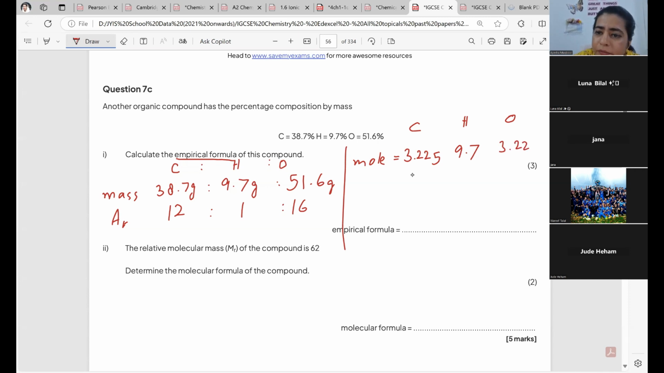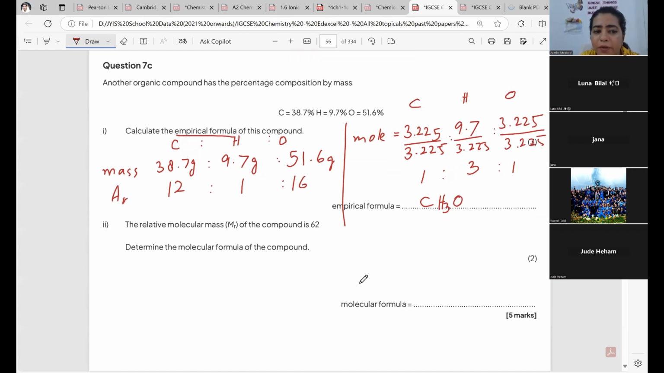Then next step. To get the ratio, divide them by the smallest number. Very good. Divide with the smallest one, 3.225. All will give you a ratio of 1, 3, 1. Between them the answer will be 3.0075, so 3. So what will be the empirical formula then? 1, 3, 1 is the ratio. So C, H3, and then O. Very good.